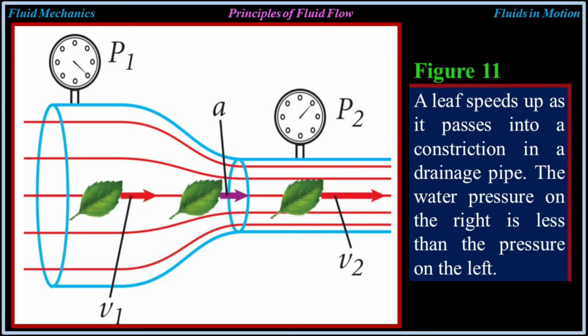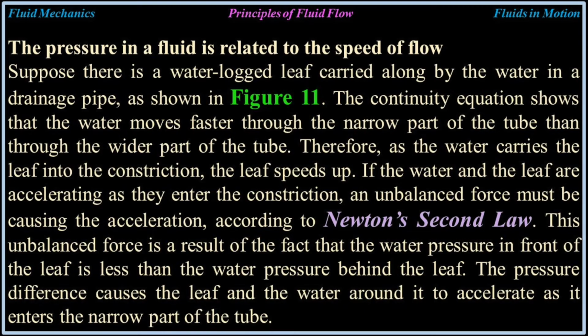A leaf speeds up as it passes into a constriction in a drainage pipe. The water pressure on the right is less than the water pressure on the left. Study this very carefully. It has to do with Bernoulli's principle and ultimately how planes fly. The pressure in a fluid is related to the speed of flow. Suppose there is a waterlogged leaf carried along by the water in a drainage pipe as shown in Figure 11. The continuity equation shows that the water moves faster through the narrow part of the tube than through the wider part of the tube. Therefore, as the water carries the leaf into the constriction, the leaf speeds up.